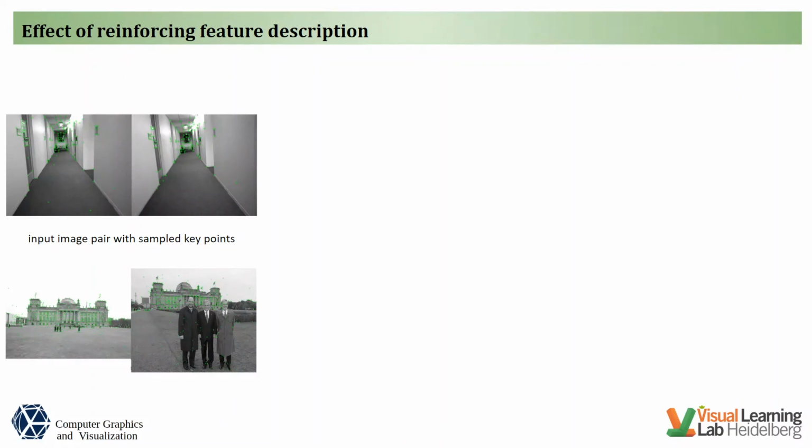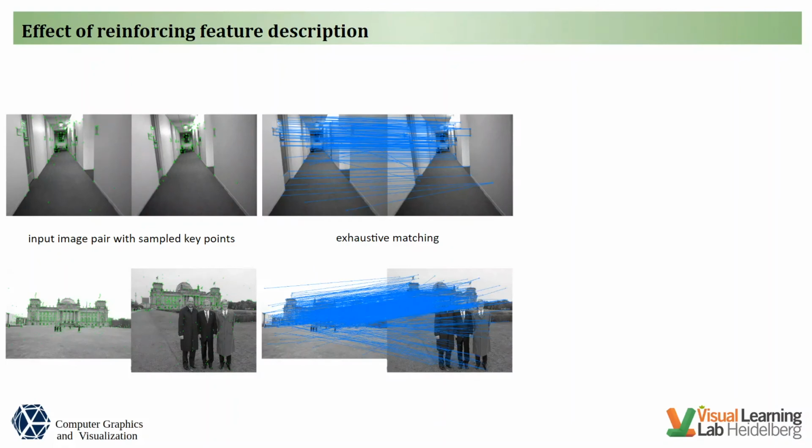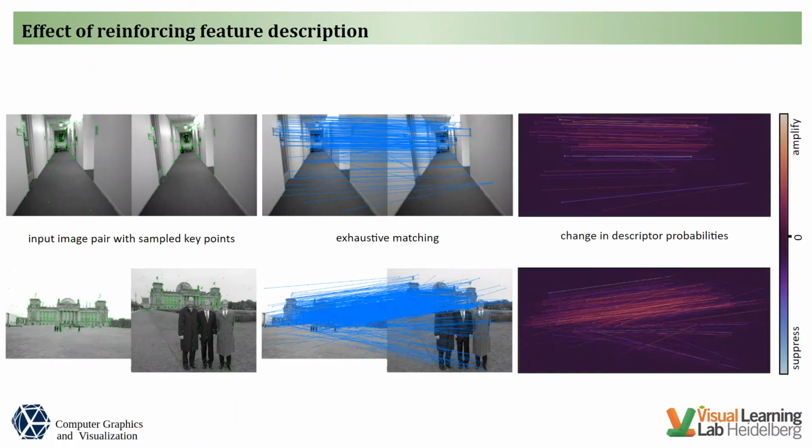To study the effect of reinforcing feature description, we take image pairs, find key points using the initial SuperPoint, and perform exhaustive matching. We visualize the difference in matching probabilities before and after the training. Probabilities of red matches are increased by reducing their descriptor distances.